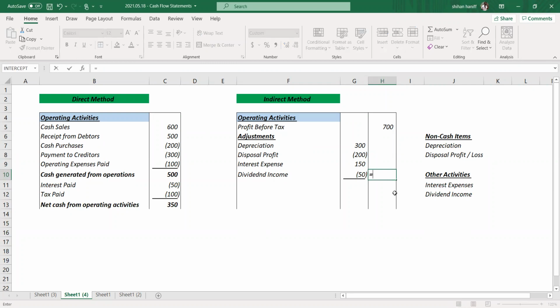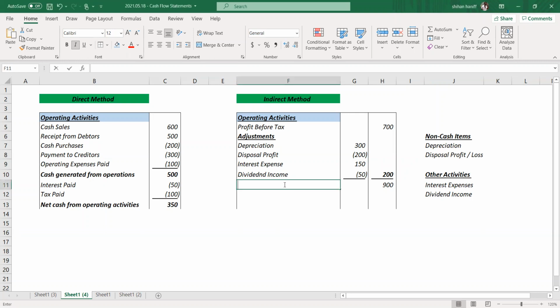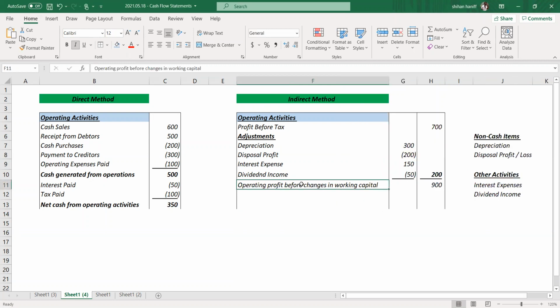So you take this entire total balance. So this is called operating profit before changes in working capital.